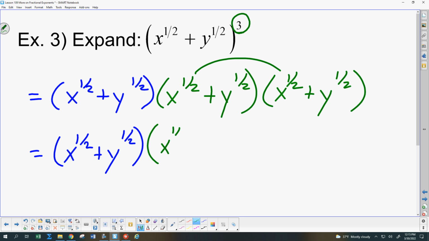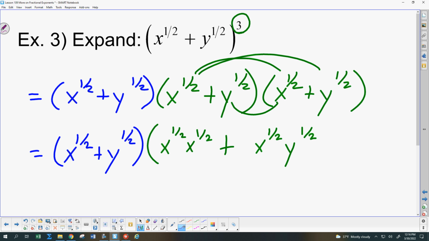X to the 1/2 times x to the 1/2, that's first. Outside times outside, x to the 1/2, y to the 1/2. Inside times inside, I have y to the 1/2 times x to the 1/2. Oh, I got two of the same things, so I'll combine those. And then I would have finally last times last, y to the 1/2 times y to the 1/2. So let's clean that up a little bit more.